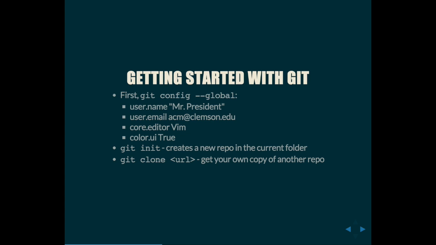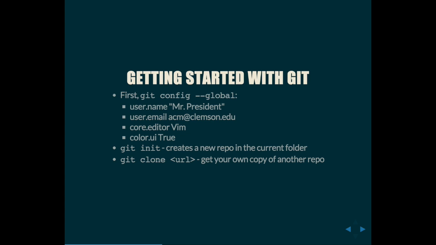So there are two ways to start working on a project. The first way, git init, is how you start on a new project that no one else has worked on before. We're going to demonstrate this in just a moment. The alternative option is git clone, and you pass git clone a URL, and that URL corresponds to the project that you want to clone.